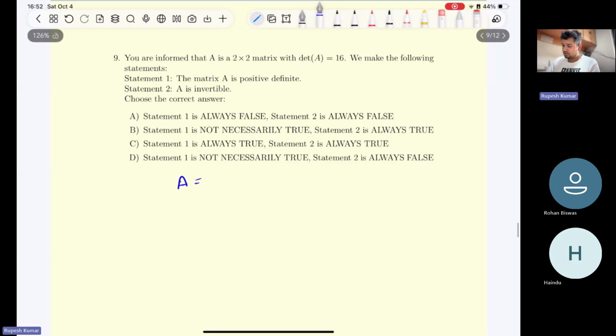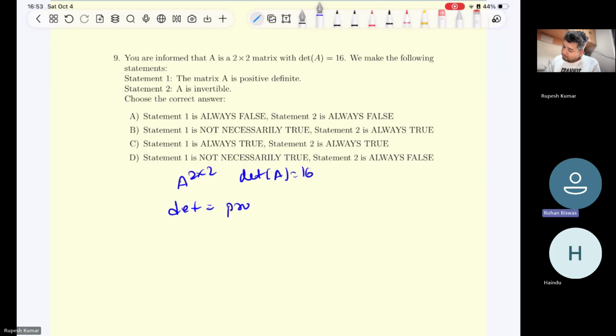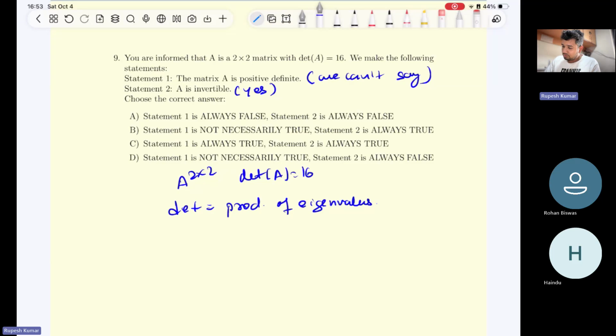Question number 9, you are informed A is a 2 by 2 matrix with determinant of A equals 16. We make the following statements. A is positive definite. What is the determinant? 16, the product of eigenvalues, right? But we can't say. Maybe it is minus 4, minus 4. So we can't say. But is A invertible? Yes, non-zero determinant. So 1 is not necessarily true, 2 is always true. Option B, right?